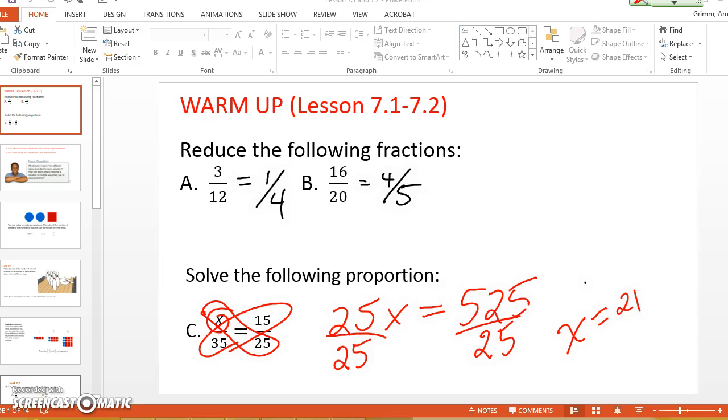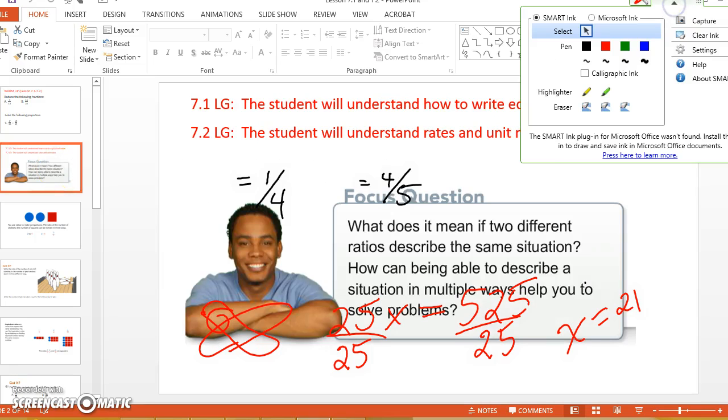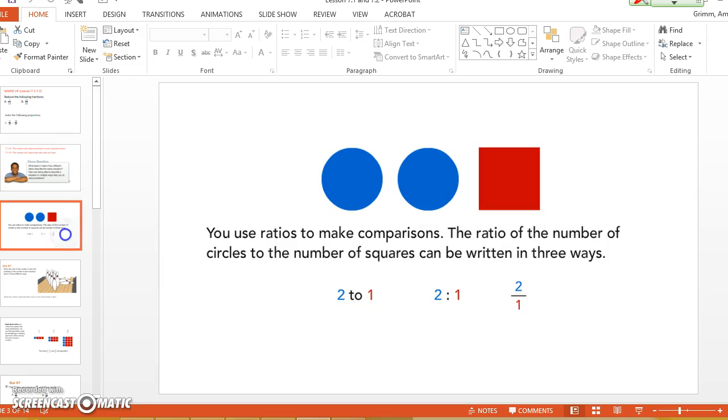Okay, we are actually going to do 2 lessons today. So the learning goal for this first lesson is so simple. It was even simple for my regular kids when I taught it to them that I knew you would almost get bored. So you understand how to write equivalent ratios, and then the second part is the student will understand rates and unit rates. Okay? You did some of this? Good. So, like I said, this should be pretty easy.